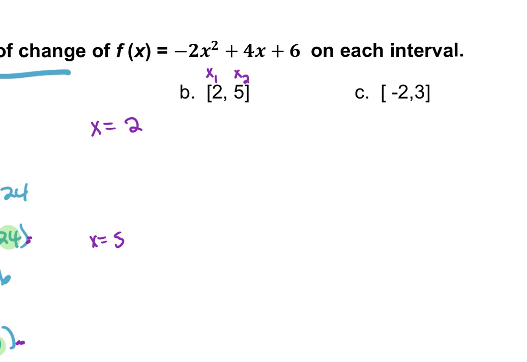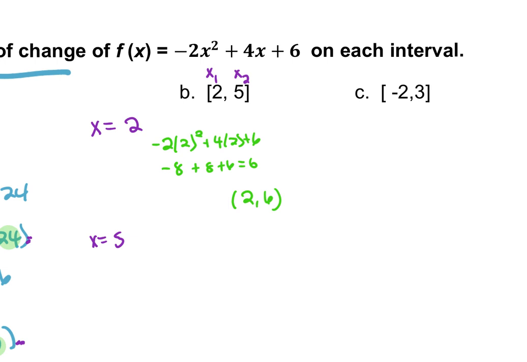So let's do that. So if x is 2, let's see here. What do we get? 2 squared is 4, times negative 2 is negative 8, plus 8 plus 6. So we get 6. So our first point is 2, 6. I went through that quickly. Take a look at that. Make sure you follow how I got that.